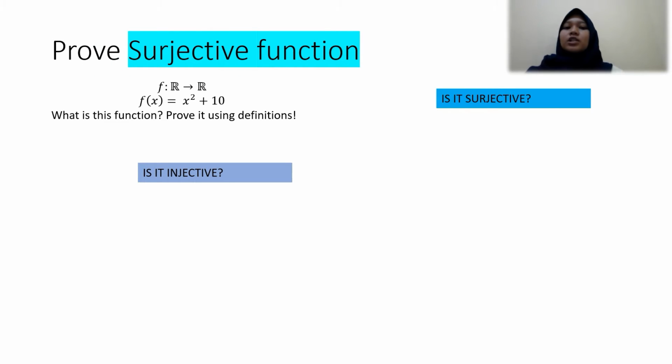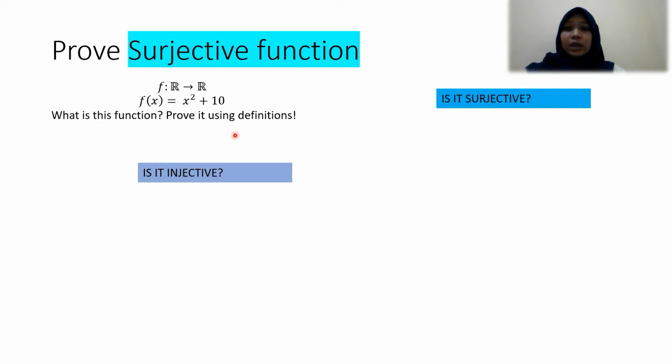So the new question is this one. A function from R to R where f(x) is x squared plus 10. What is this function? Prove it using the definition. Not like the previous question. The previous question told you to check whether it is an injective function. So to make it fast, you just need to try to prove it using the injective definition.